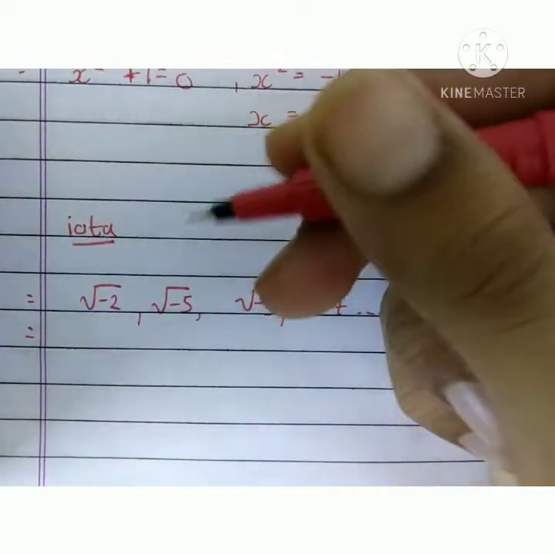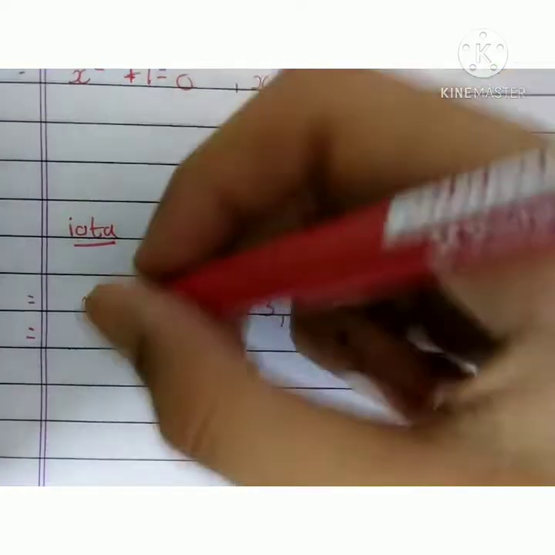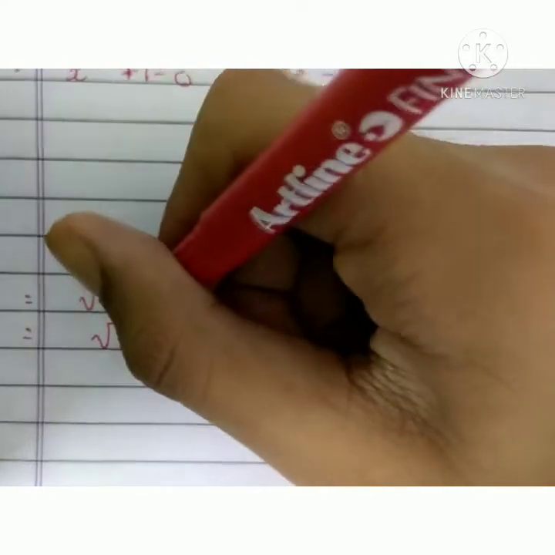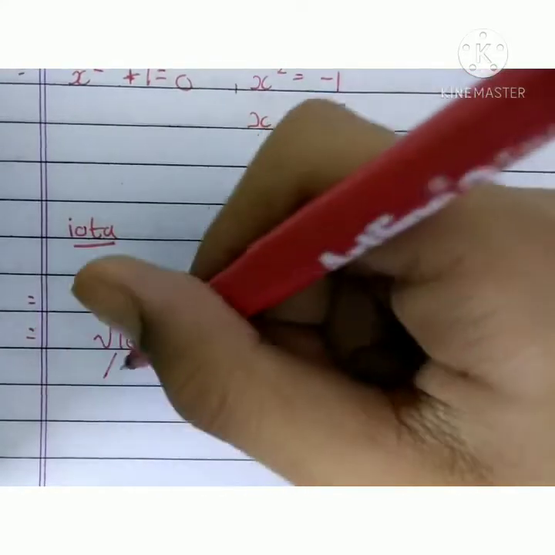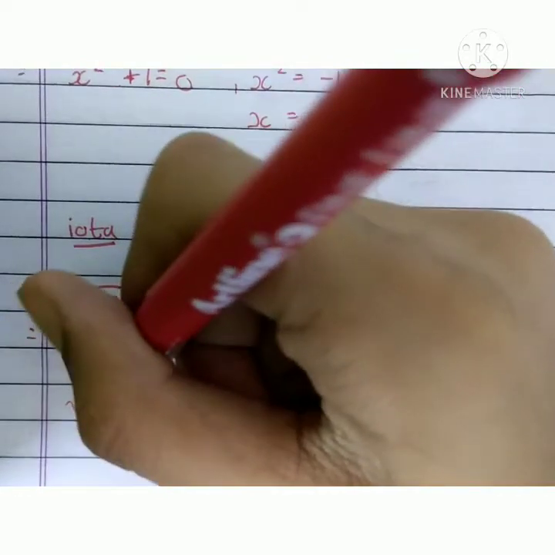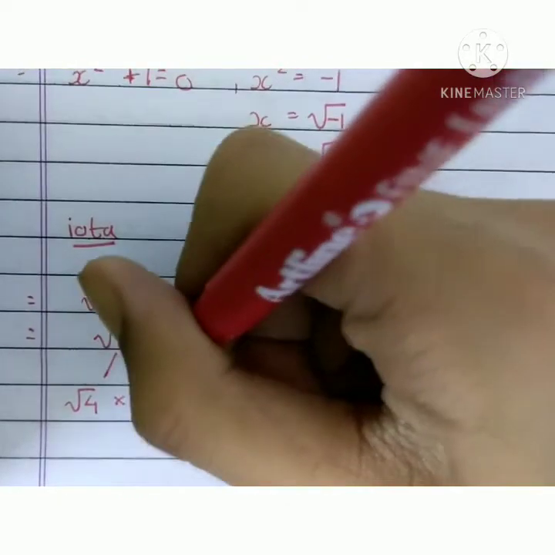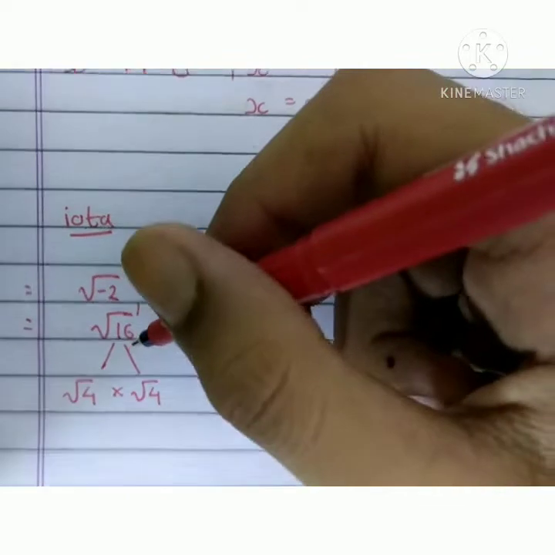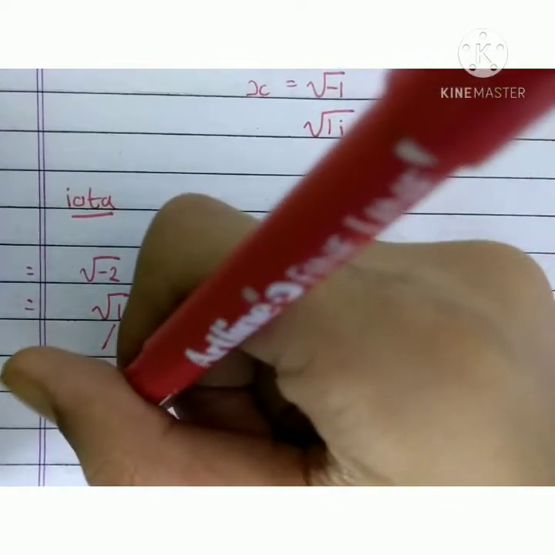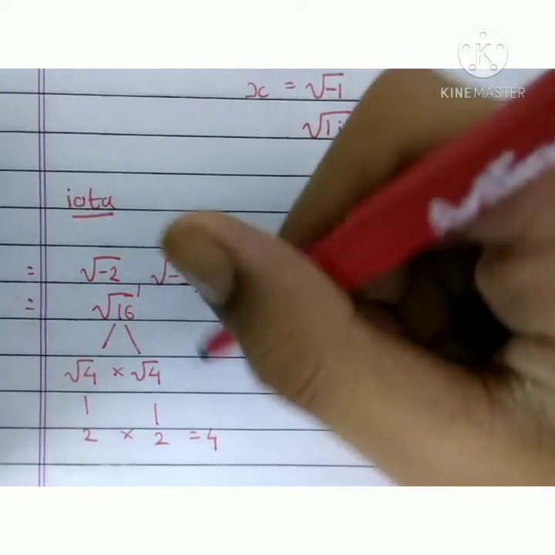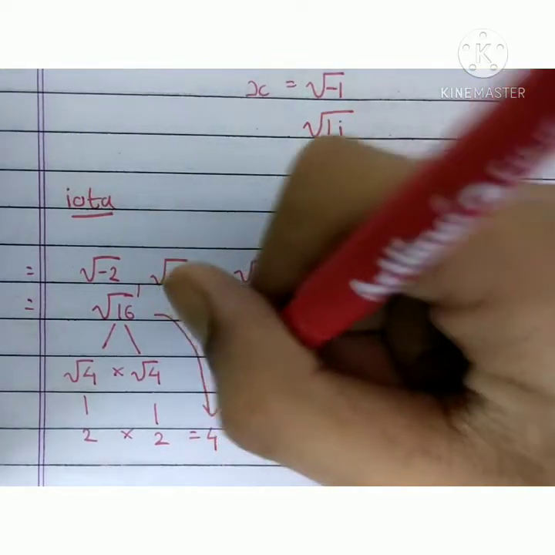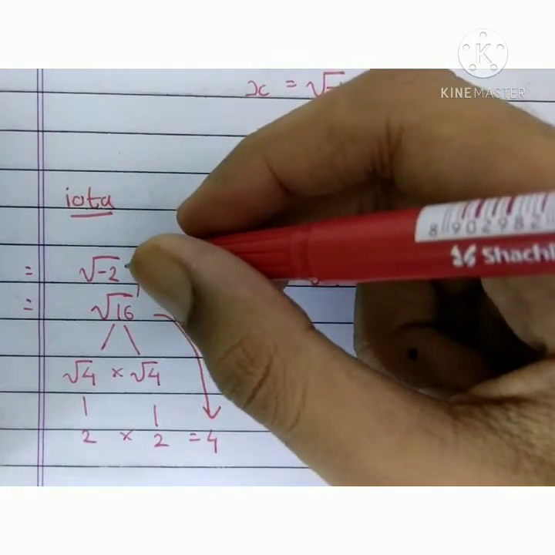Let's say he first took an example, root 16. Now we know it's 4. Now you can split it into two parts, root 4 into root 4. Now he can calculate root 4, which is 2, multiplied by root 4, which is 2. So 2 into 2 is 4. And we can even check that root 16 is 4. So likewise, can this be split also?